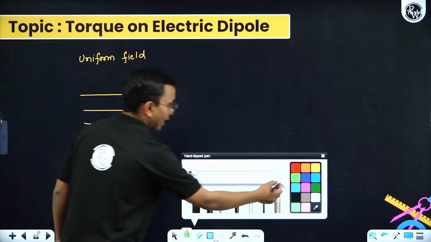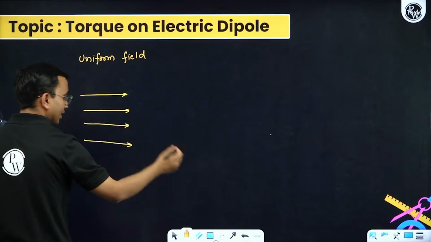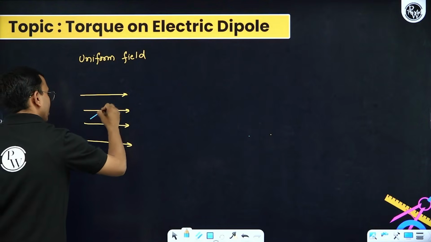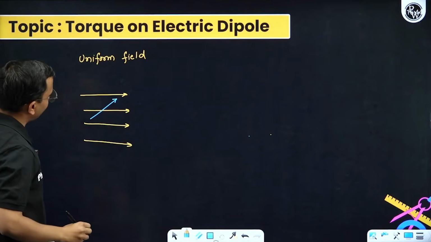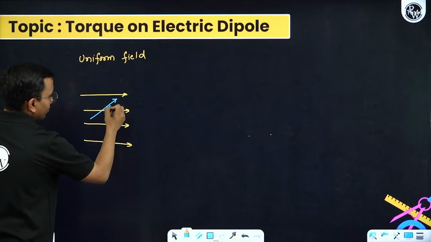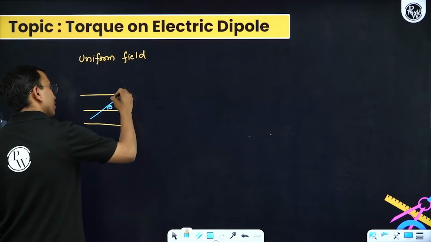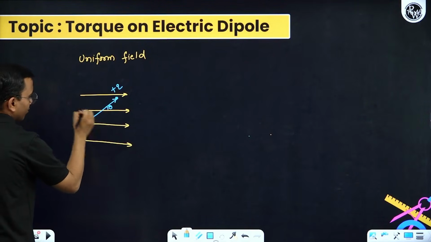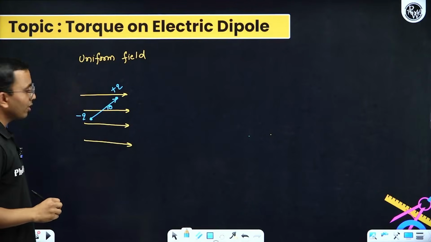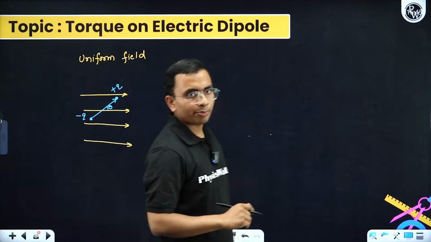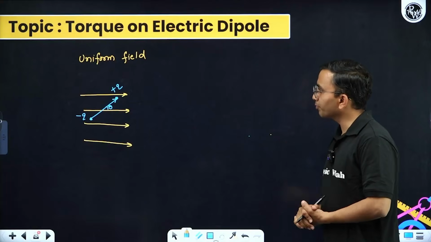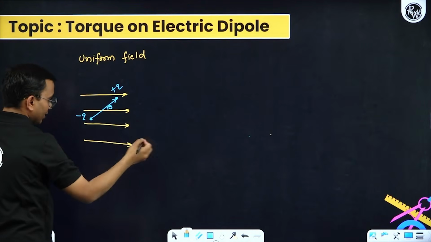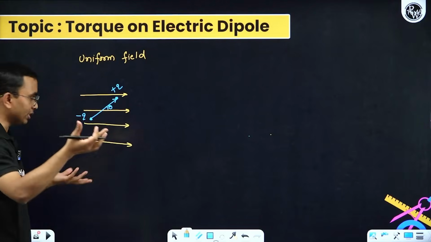And let us take the dipole like this here at some angle theta. This is my plus q charge, this is my minus q charge, okay. Now I have to find torque. So what I will do, I'll write the force on each of the charge first and try to write the torque due to that about its center.